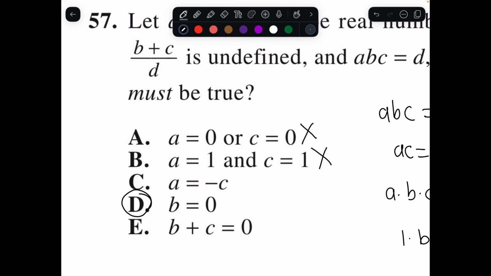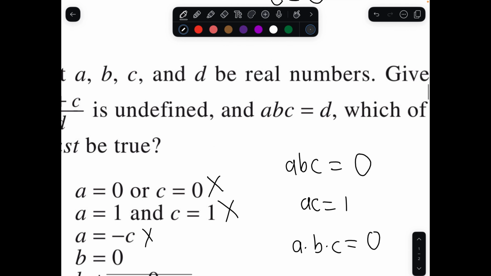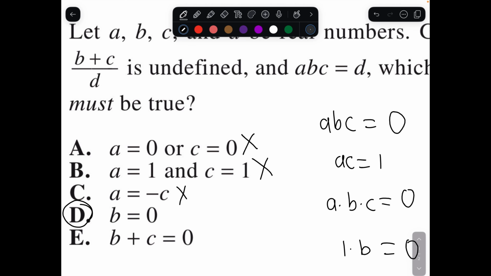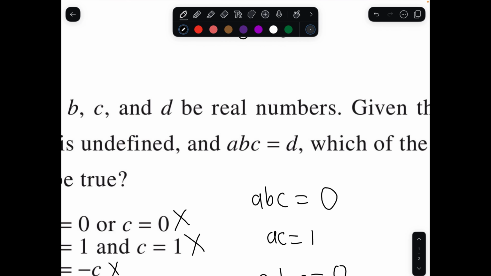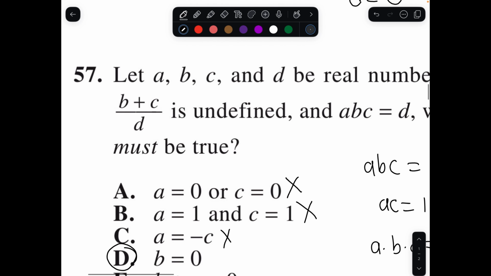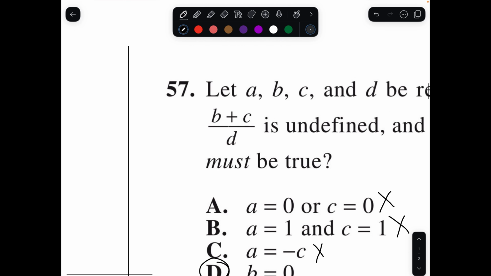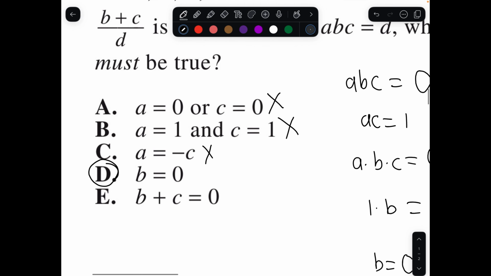A equals negative c, just like answer choice B, it doesn't guarantee that d is 0. This is the only one that guarantees d is 0, because if we specifically say that b equals 0 has to be true, then always a times b times c is going to be 0. So d will always be 0. This will be undefined, and then ac equals 1, that will also be fulfilled.